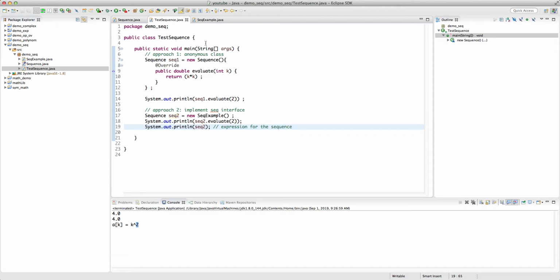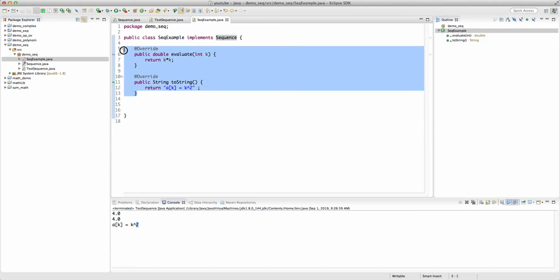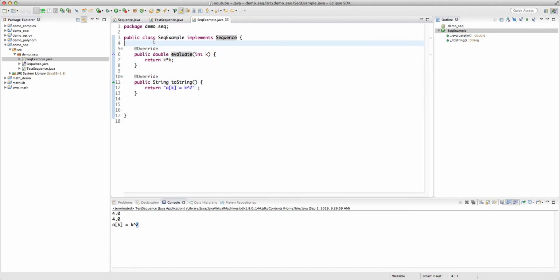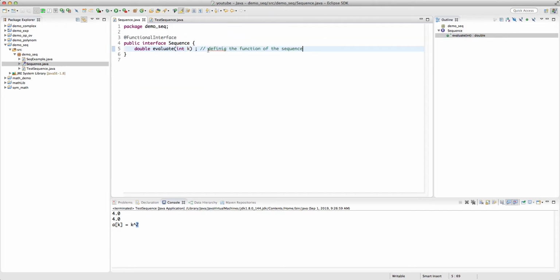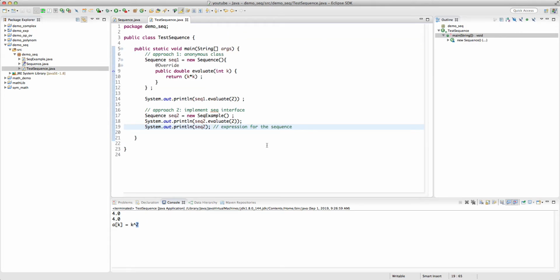So for sequences that you may use often, you can implement them as a concrete class, but keep the signature, or the footprint, of the class as a Sequence by just implementing our functional interface. All right. But then the third approach, which I personally use the most, is lambda expression, or basically a way of functional programming.